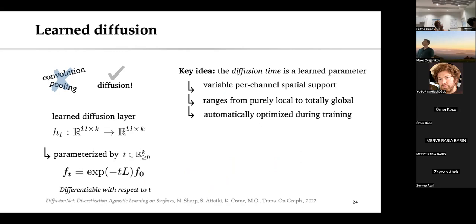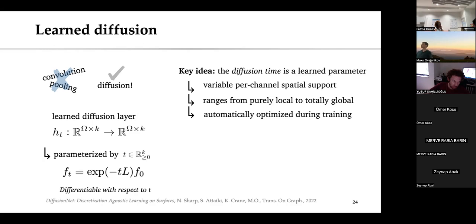Let me describe this in slightly more detail. We have what we call a learned diffusion layer, and it looks like this. I have some domain omega, and I have k functions, k real-valued signals on this domain. This is the input to the learned diffusion layer, and the output is also k functions on the same domain. We're not changing either the number of functions or the domain. We take every input signal and diffuse it for some learnable time t. Every channel has its own learned diffusion.